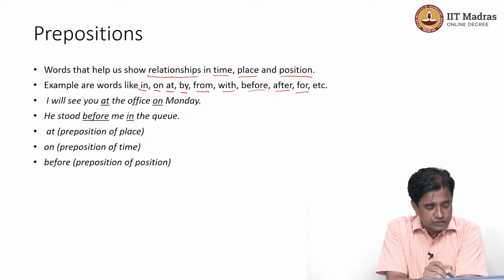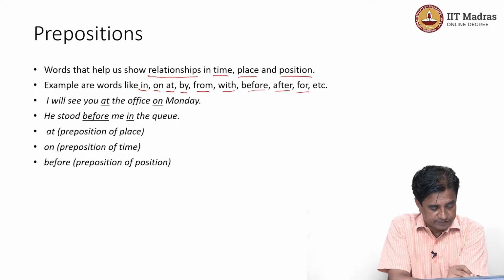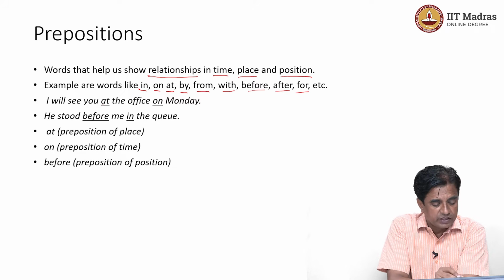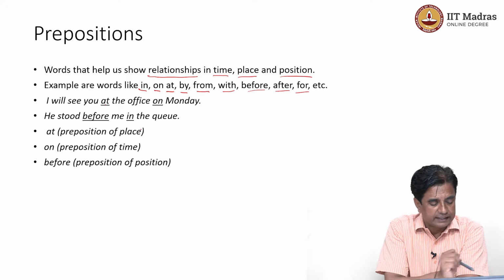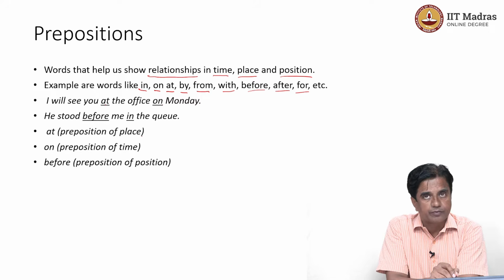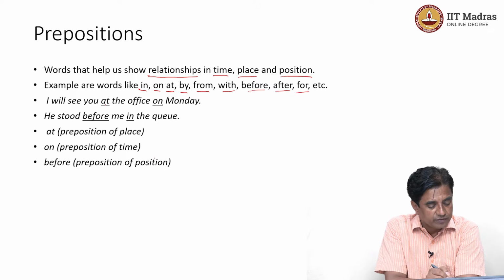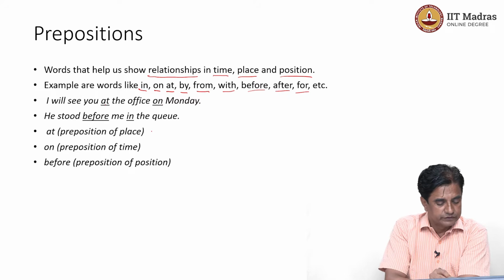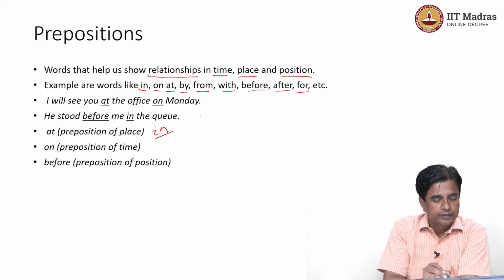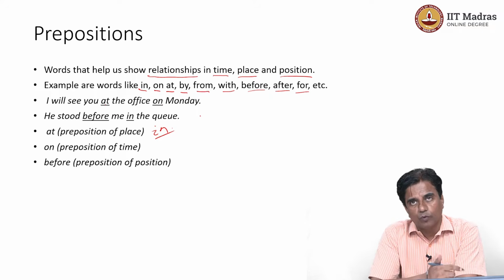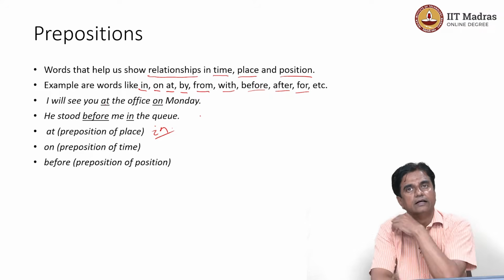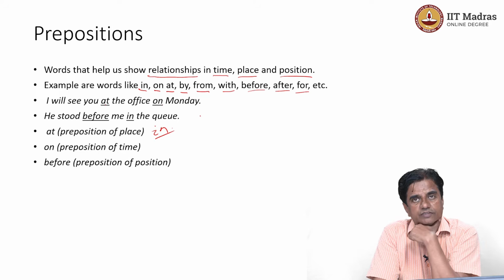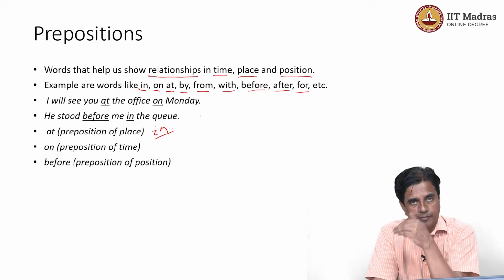So, in these two examples, for instance, you see at, on, before, and in. At is the preposition of place, on is the preposition of time, before is the preposition of position, and in is again the preposition of place. We are going to look at more details of these prepositions pretty soon.